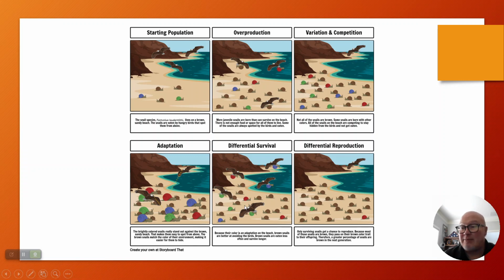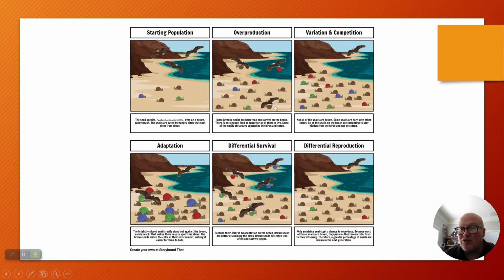Here's the same example, sort of. Snails on a beach. You have a starting population of snails, and you have some brown ones, green ones, blue ones, red ones. So the ones that stick out are the ones that get eaten. And so over time, you end up with a population that kind of evens out with whatever is more camouflaged. And so the population changes.